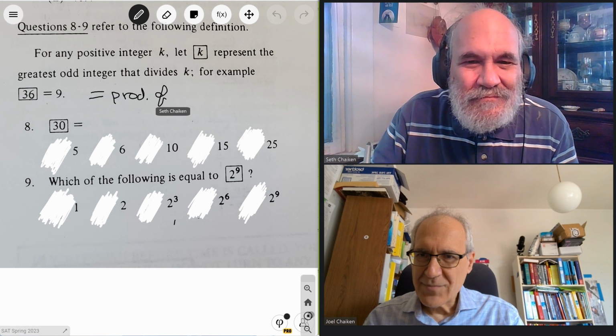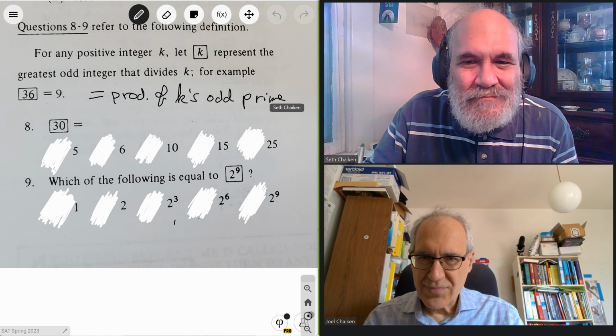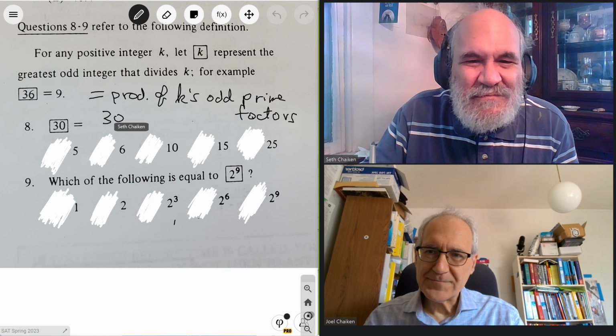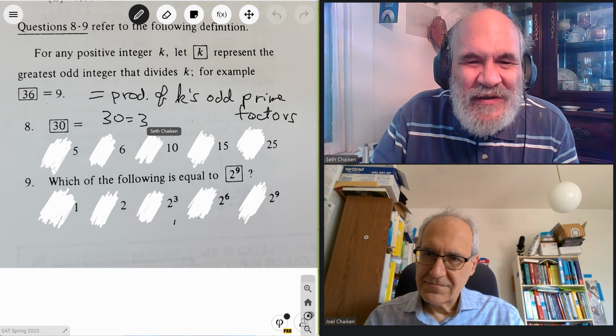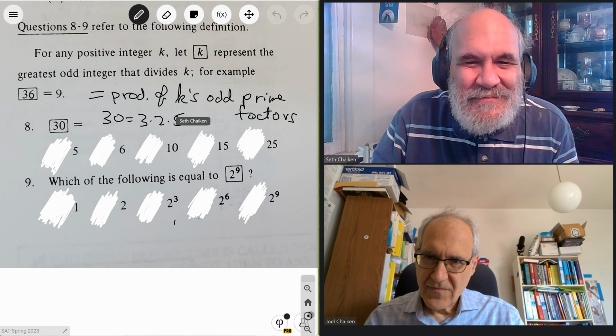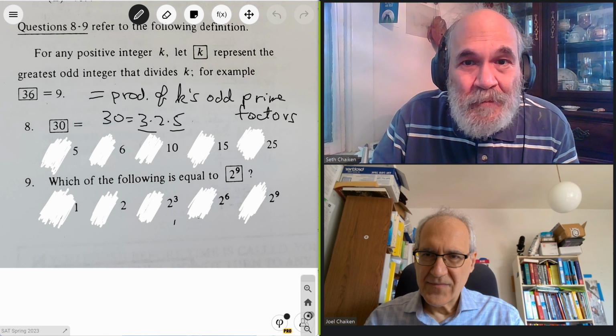What is Seth writing? Product of k's. Product of k is odd. Prime factors. So 30 equals 3 times 2 times 5. And then the product of these two odd ones, 3 times 5, is 15.